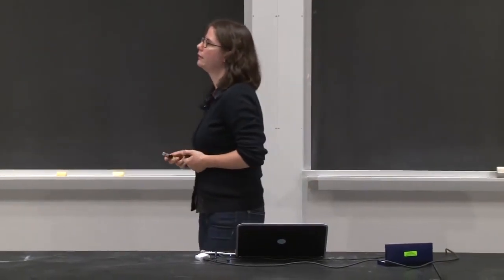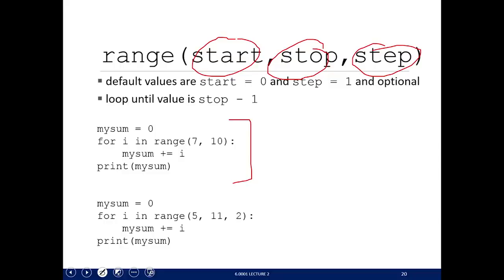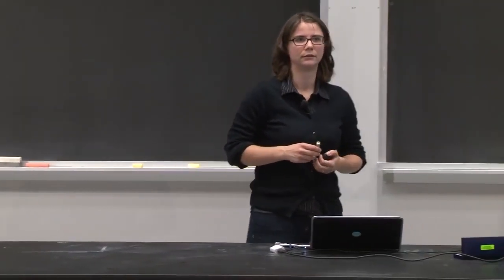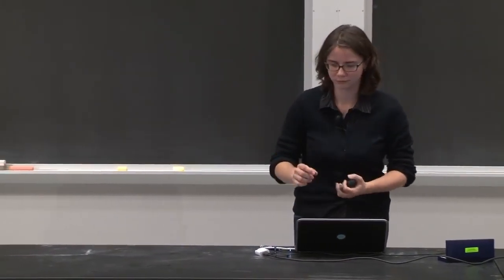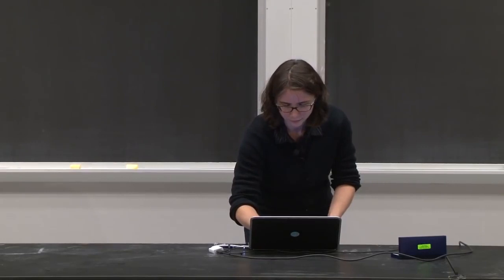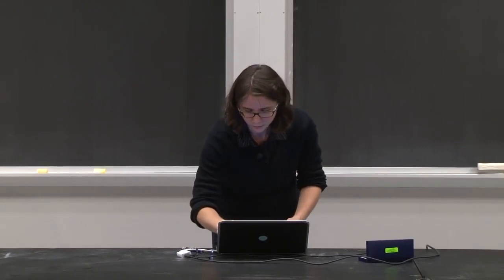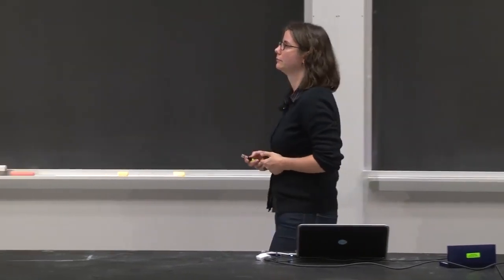So in this first code right here, my sum is going to get the value 0, and you're going to have a for loop. We're going to start from 7, right? Because we're giving it 2 numbers. And when you give it 2 numbers, it represents start and stop, with step being 1. So you're starting at 7. If step is 1, the next value is 8. What's the value after that? If we're incrementing by 1, 9. And since we're going until stop minus 1, we're not actually going to pick up on 10.